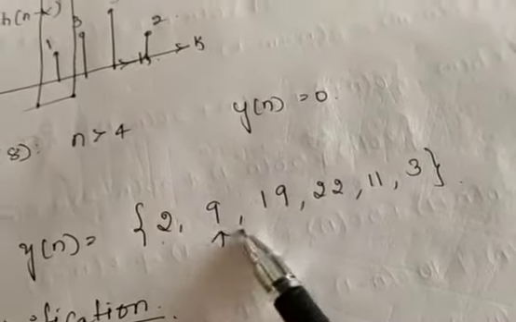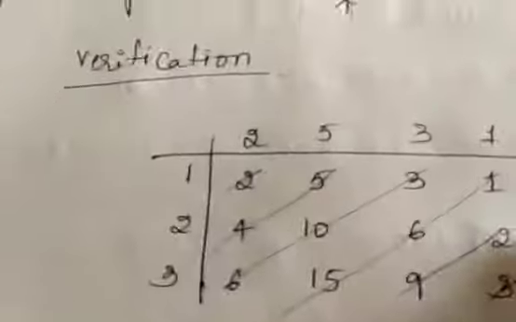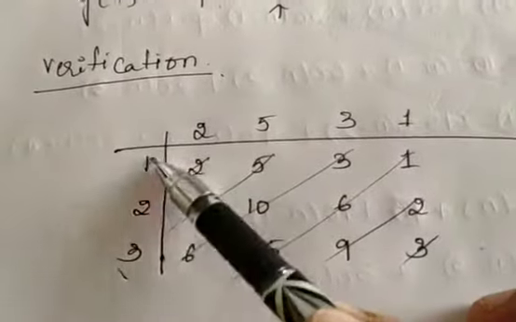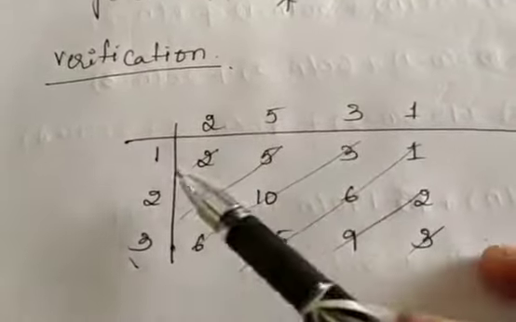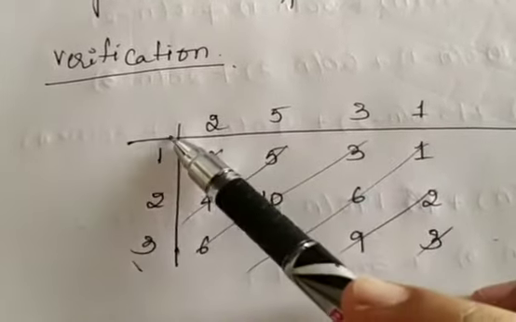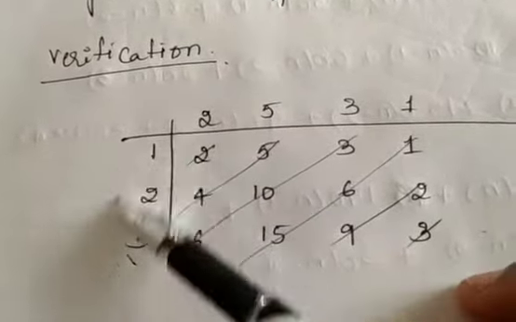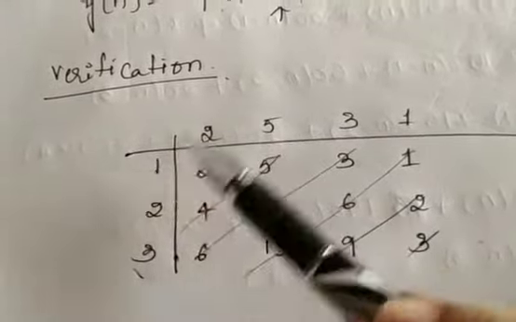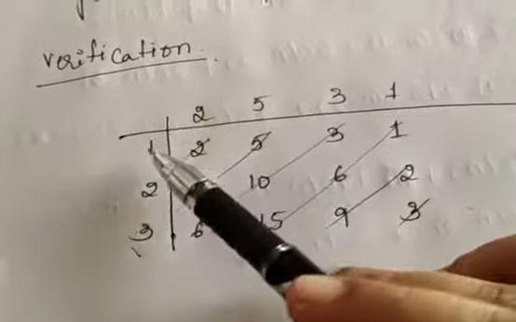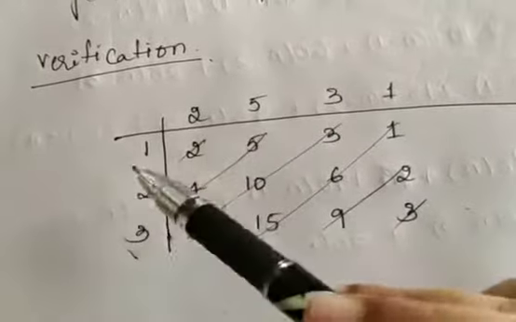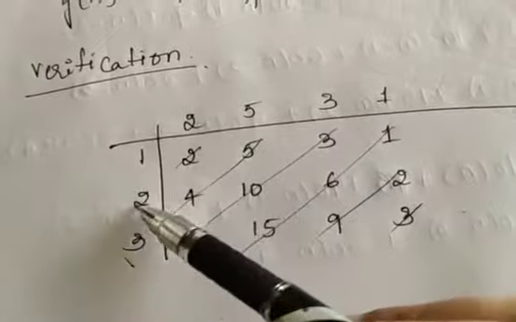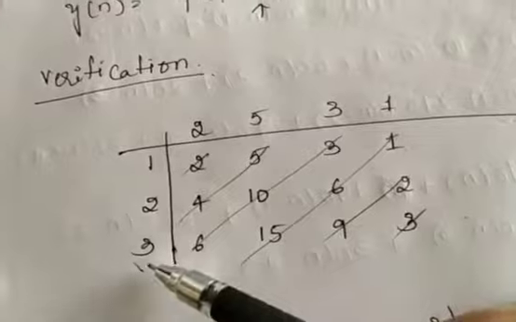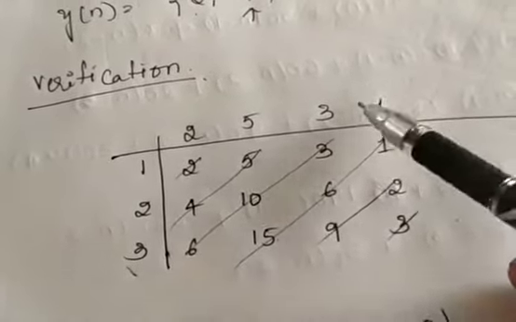So 9 is the 0th sample, so show the arrow here. Now we can verify it. Verification means x of n is 1, 2, 3, right? h of n is 2, 5, 3, 1. Write them in a matrix: write x of n in a column and h of n in a row. Now carry out the element-wise multiplication. That is 1 into 2, 1 into 5, 1 into 3, 1 into 1. Next 2 into 2, 4, 2 into 5, 10, 2 into 3, 6, 2 into 1, 2. 3 into 2, 6, 3 into 5, 15, 3 into 3, 9, 3 into 1, 3.